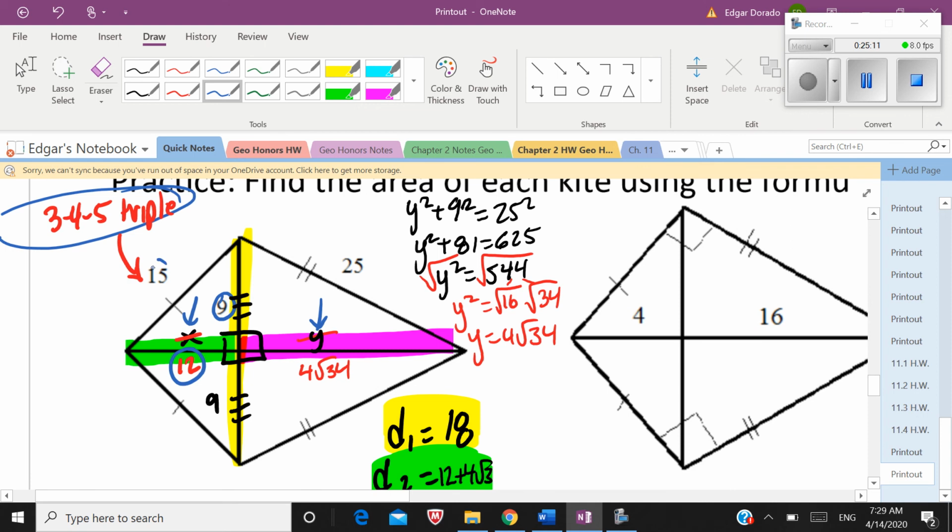4 times 3 is 12. 5 times 3 is 15. So that was a Pythagorean triple, or you could use the Pythagorean theorem, guys. You should have gotten 12 for that part.